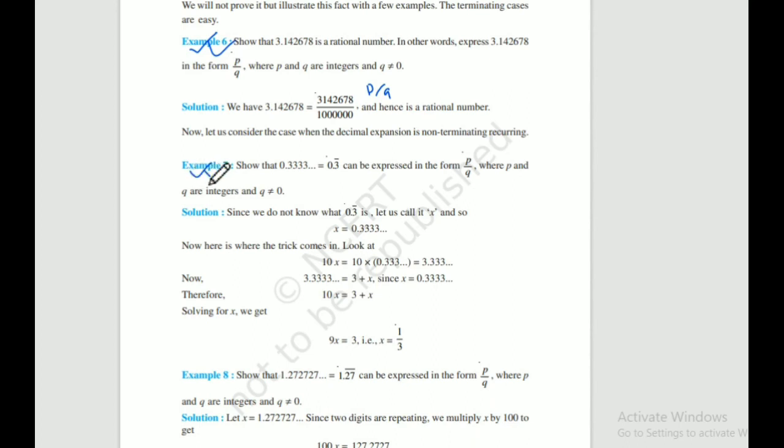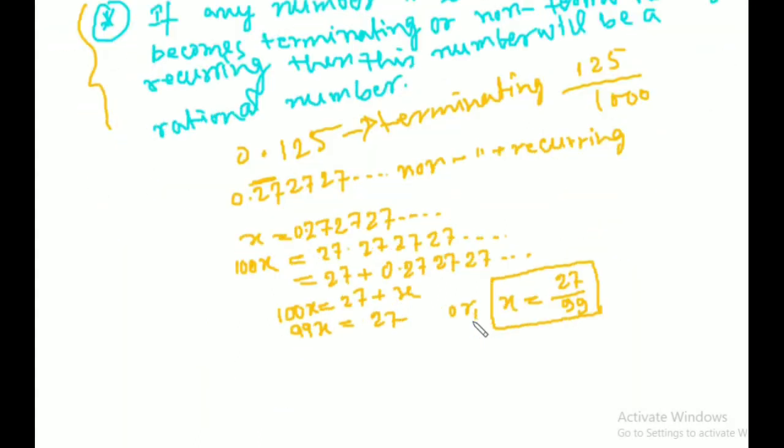Now let us go to example 7. Example 7 is 0.3333. So you can write this like 0.3 and bar. Bar means this number is repeating again and again. So let us do this. You take this as x. I have already shown you once another example, but let us do it by ourselves. It will keep us focused and it will keep us active.